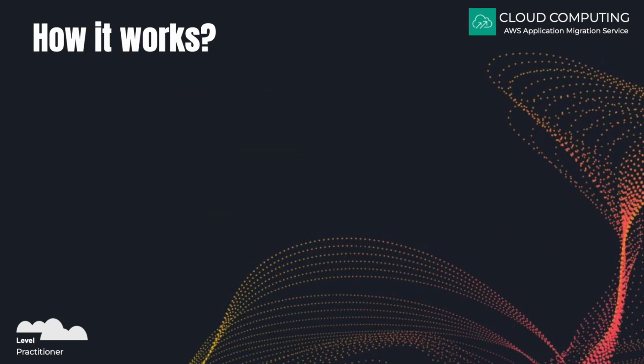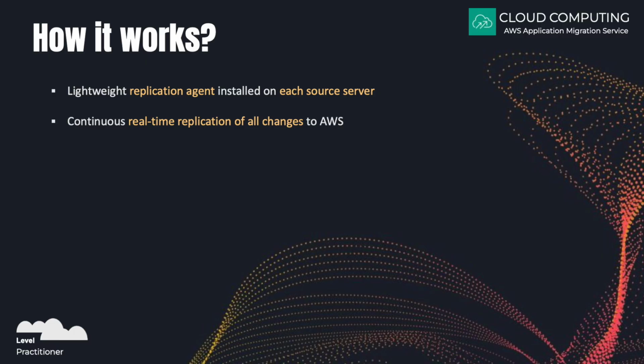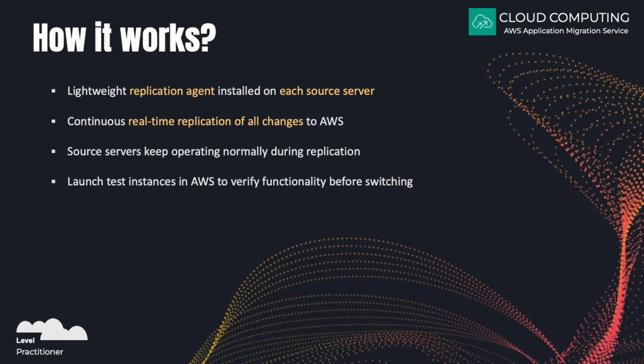AWS Application Migration Service works by installing a lightweight replication agent on each source server, which continuously syncs all changes to AWS in real time. Your original servers keep running normally during this process, ensuring minimal disruption. Once the environment is fully replicated, you can launch test instances in AWS to verify everything works as expected. When you're ready, you perform a cutover and switch production to AWS.